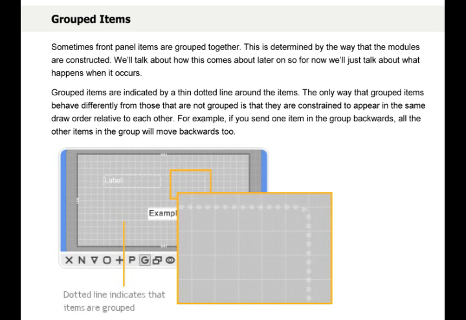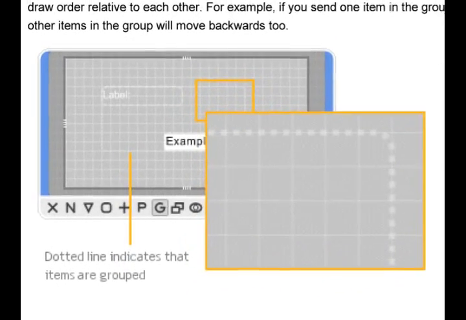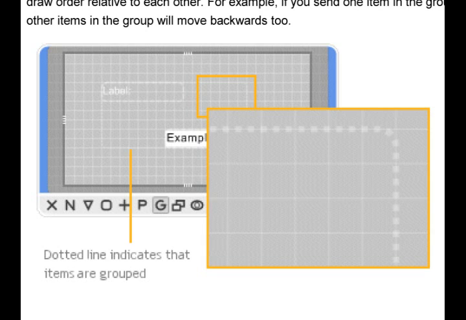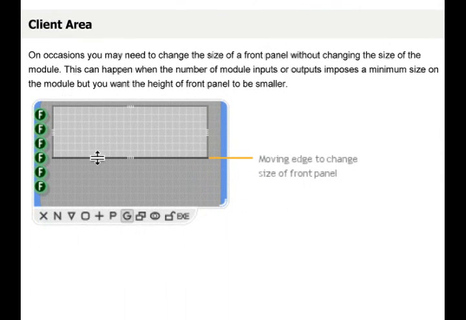Group items are indicated by a thin dotted line around the items. The only way that grouped items behave differently from those that are not grouped is that they are constrained to appear in the same order relative to each other. For example, if you send one item in the group backwards, all the other items in the group will move backwards too.